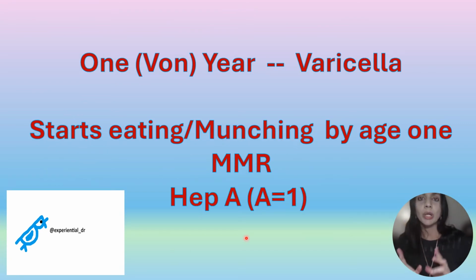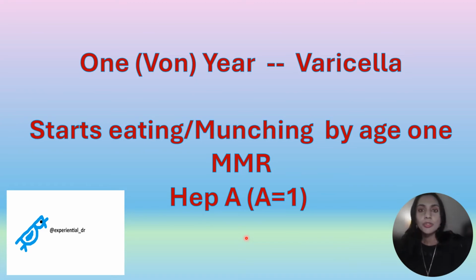Let's now move to 1 year of age. What vaccines are to be given at this point? One, varicella. The beginning sounds are common. That means at age 1, 12 months of age, you can give the varicella vaccine, first dose. The vaccines on this slide pertain to the first dose only.